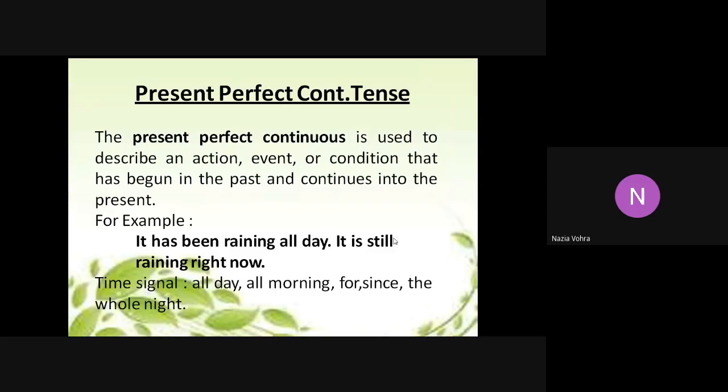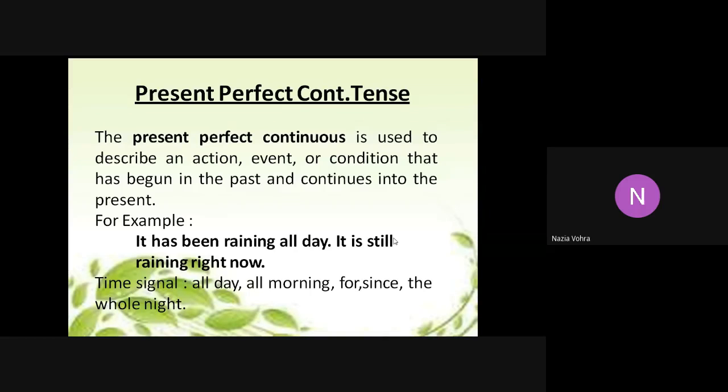Present perfect continuous tense. The present perfect continuous tense is used to describe an action, event, or condition that has begun in the past and continues in the present. It has been raining all day. It is still raining right now. એટલે કે ભાઈ આખો દિવસ વરસાદ પડ્યો છે અને હજુ બી વરસાદ પડી રહ્યો છે. So all, for, since, whole, they are all words which will tell you that it is a present perfect continuous tense.